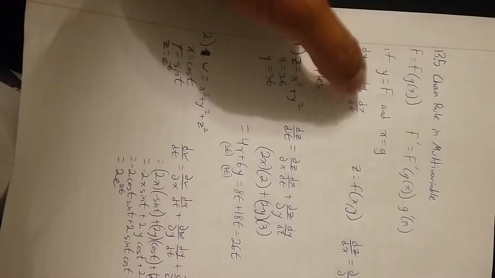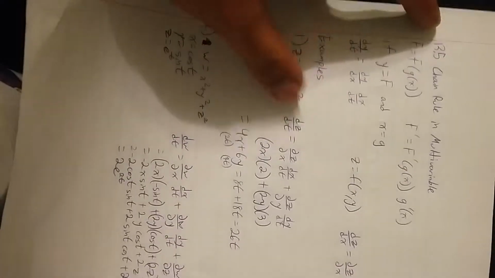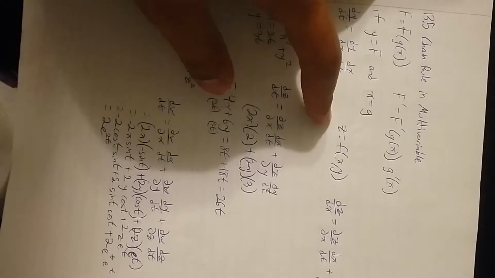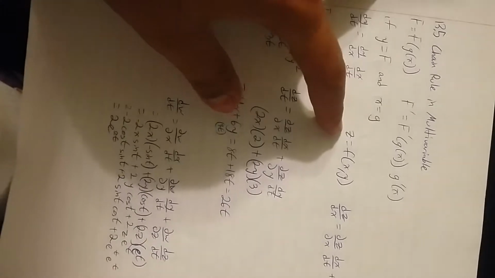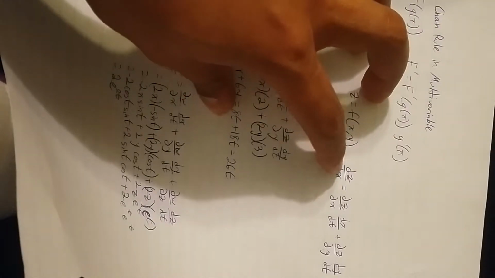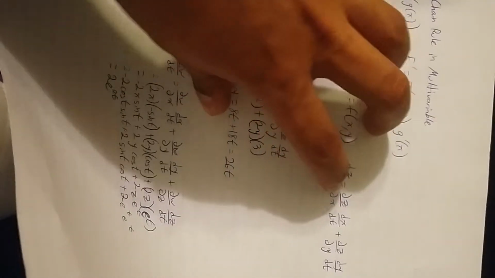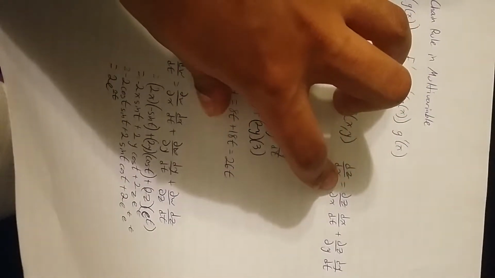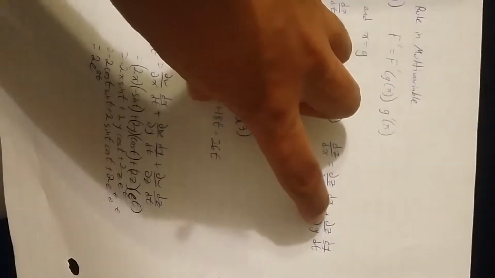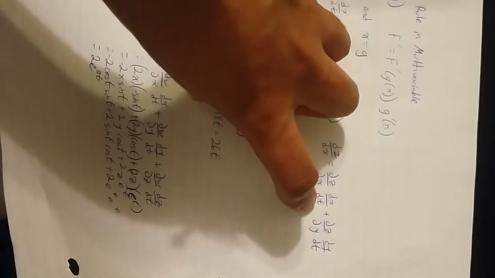Using this, we'll now be able to find the derivative of a new function z, where z is a function of x and y. If you want to find the derivative of z in terms of t, we need to find the partial derivative of z in terms of x times the derivative of x in terms of t, plus the partial derivative of z over the partial derivative of y times dy over dt.